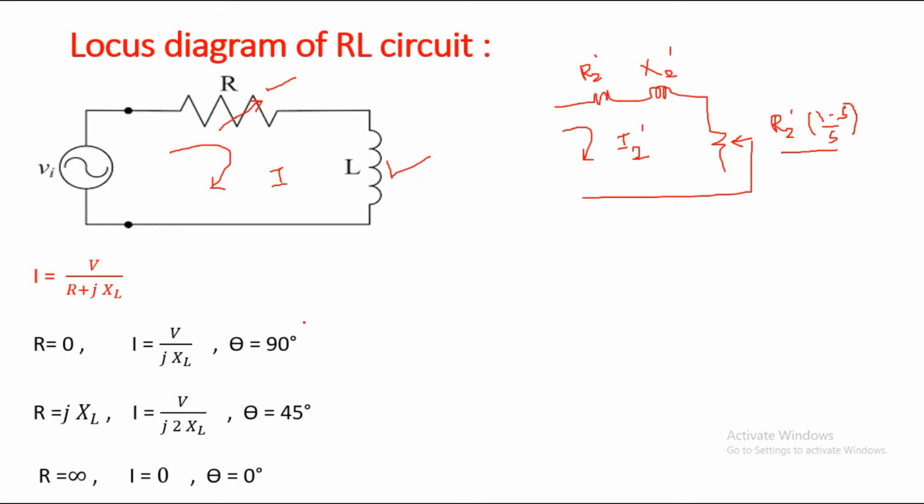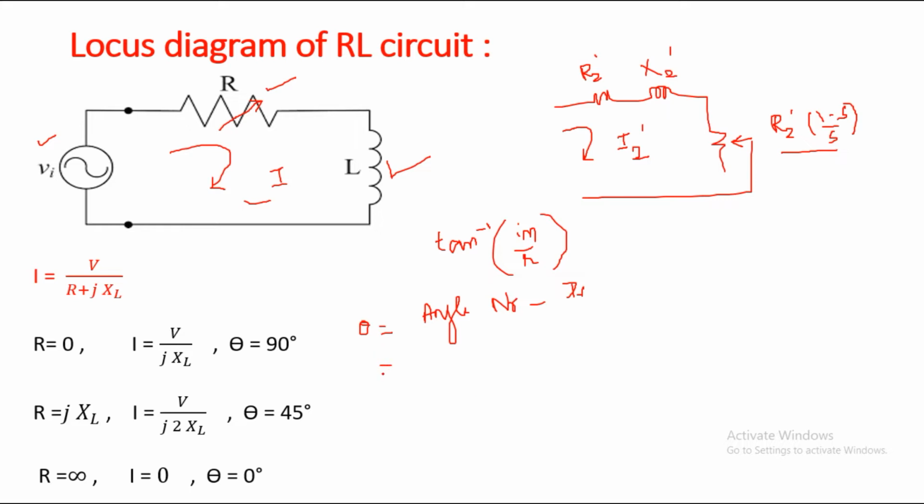By changing the value of resistor from 0 to infinity, we can find the value of current as well as the phase angle between supply voltage and the current drawn from the supply. And we know the formula for finding the phase angle between voltage and current, that is tan inverse of imaginary divided by real. Here in current we have a value in both numerator as well as denominator, so we can write the formula for theta as angle in numerator minus angle in denominator.